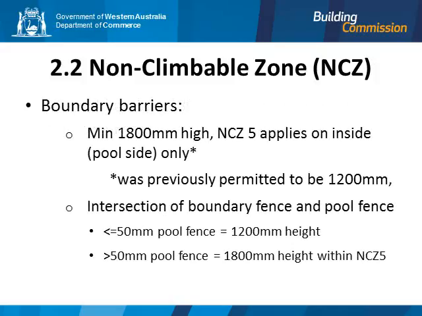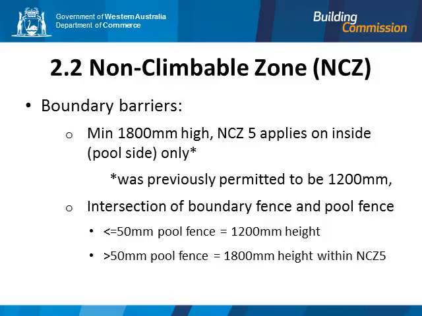Under the 1993 edition, as well as Regulation 50 of Building Regulations 2012, a boundary fence had to be at least 1.2 metres high and non-climbable on one side or on the other. Under the 2012 edition, the boundary fence is required to be at least 1.8 metres high.